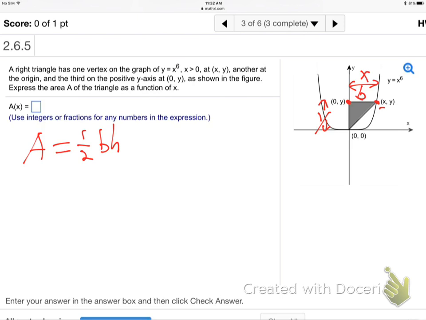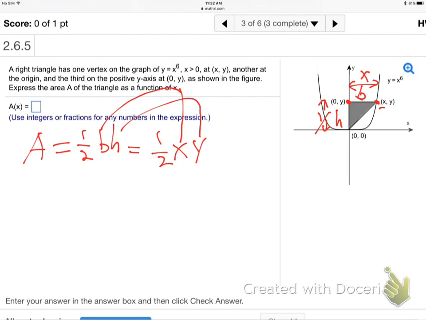Because this point, how do you get to this point? You go over x, up y. So how far over do you go? X. How do you get to this point? You go up y. So this is over x, this is up y, so the height is y, and the base is x, so it's a half xy, right? The base is x, and the height is y. Good so far? And there's our formula, except we don't want two letters.